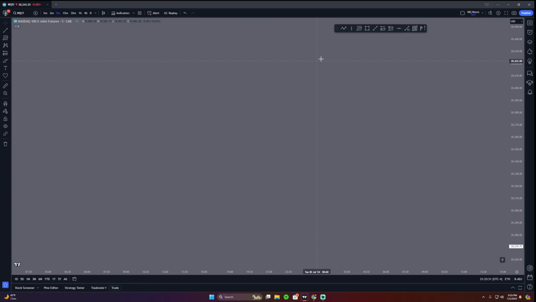Now, first of all, I want to start off by saying that this is not a strategy. This is simply a confluence to go along with a higher time frame PD array, okay? Let's lock in on this.